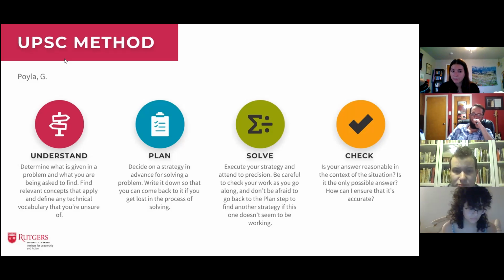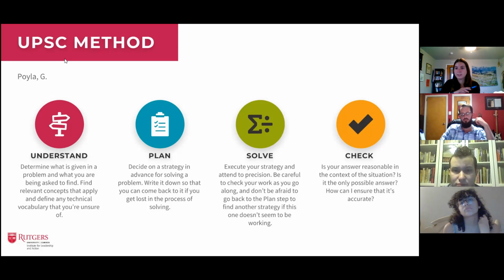You want to write it down so that you can come back to it if you get lost in the process, right? But I also just want to note that it's okay to be flexible. Even if you have a plan and you wrote it down, but you can see that it's not feasible, it's not going to work with solving that particular problem, it's okay to go back to step 1. It doesn't have to be a linear process. You can go back if you see that it's not working.